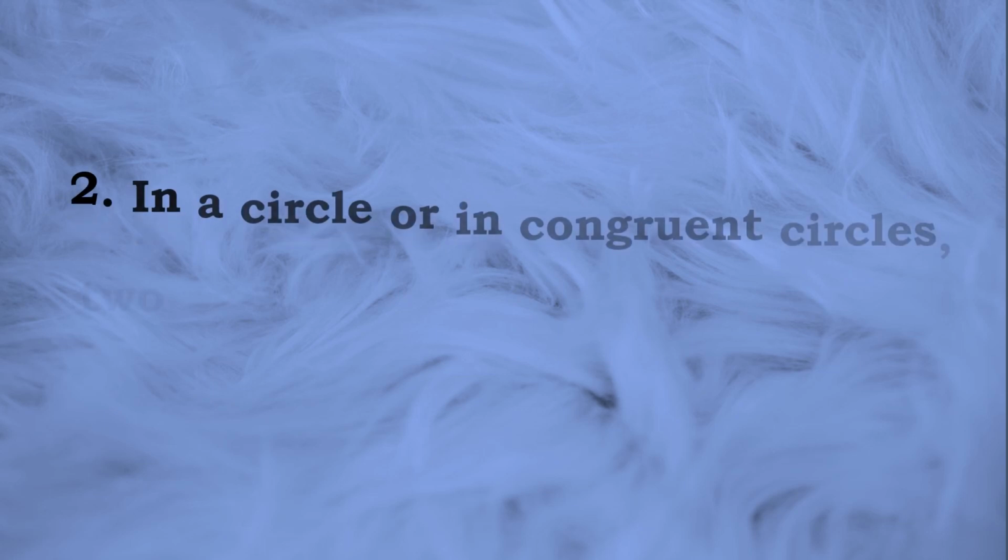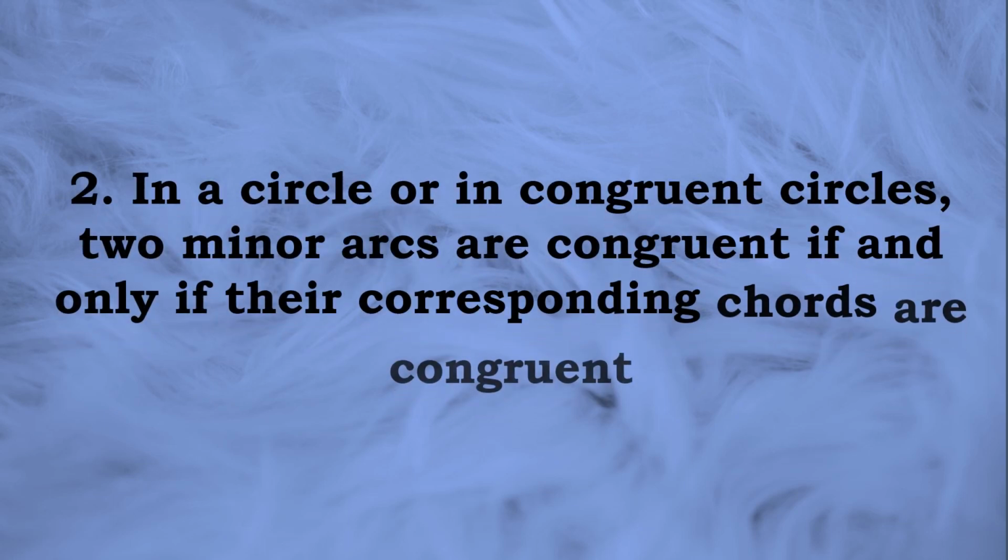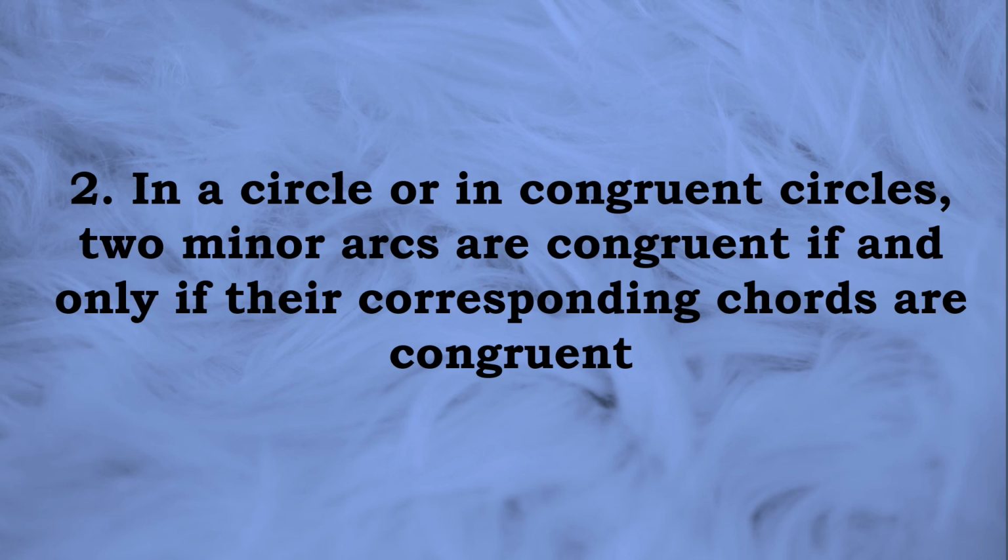Next, for theorem number 2, in a circle or in congruent circles, two minor arcs are congruent if and only if their corresponding chords are congruent. Here, there is a mention of corresponding chords in number 2. So, let's find that.